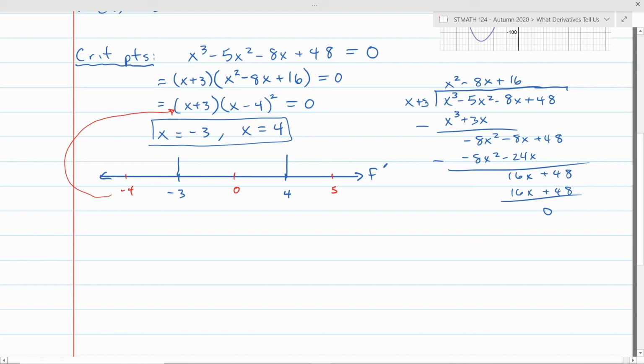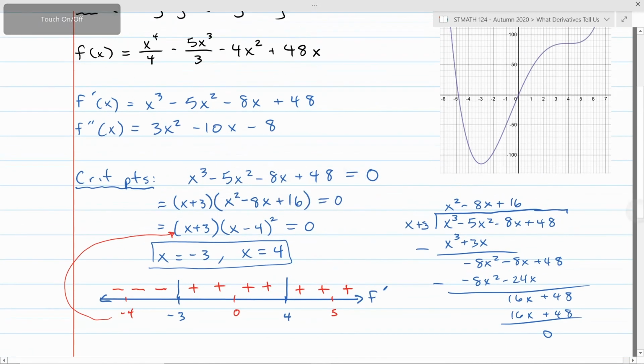It makes it easy to see what the sign would be. Like here, if I plug in -4, I'm going to get -1 times something positive. So this will be negative here. And then if I plug 0 in there, I'm going to get positive times positive. So it's positive there. And if I plug 5 in there, I'm going to get positive times positive. So it's positive here too. Aha, notice that the sign didn't change at x equals 4. I think we can see that graphically.